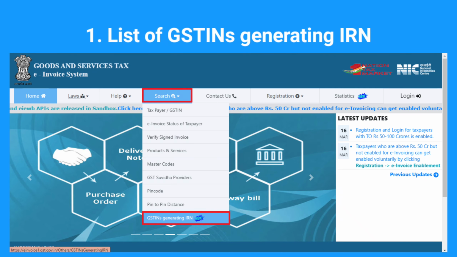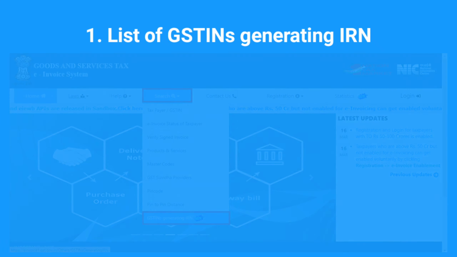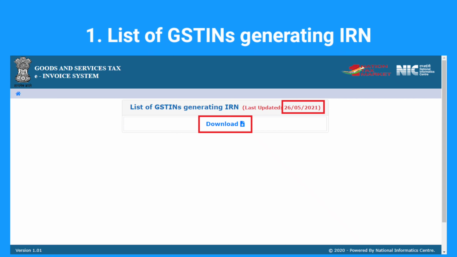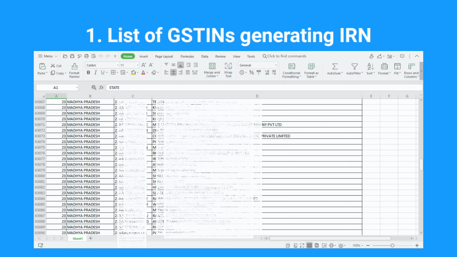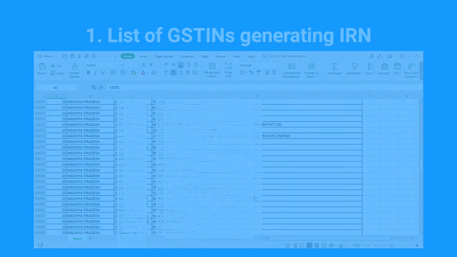Go to the Search tab on the home page. Thereafter click on the GSTINs Generating IRN option from the drop-down. You can observe that the list is regularly updated by the NIC, seeing the date. Click on the Download button to download the list of GSTINs in Excel format. You can look out for the particular GSTIN, whether or not it is listed on the Excel.